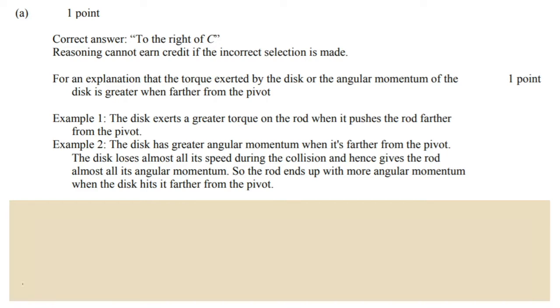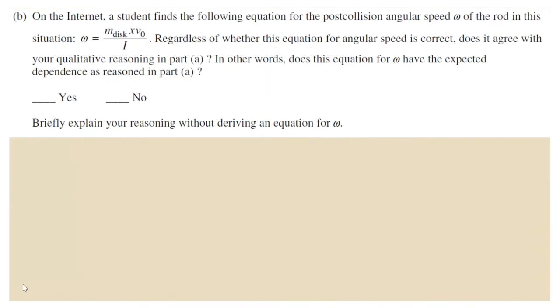All right, moving on to part B here. Part B says, on the internet, a student finds the following equation for the post-collision angular speed omega of the rod in this situation. And it says omega equals m disk x v naught over I. Regardless of whether this equation for angular speed is correct, does it agree with your qualitative reasoning in part A? In other words, does this equation for omega have the expected dependence as reasoned in part A?